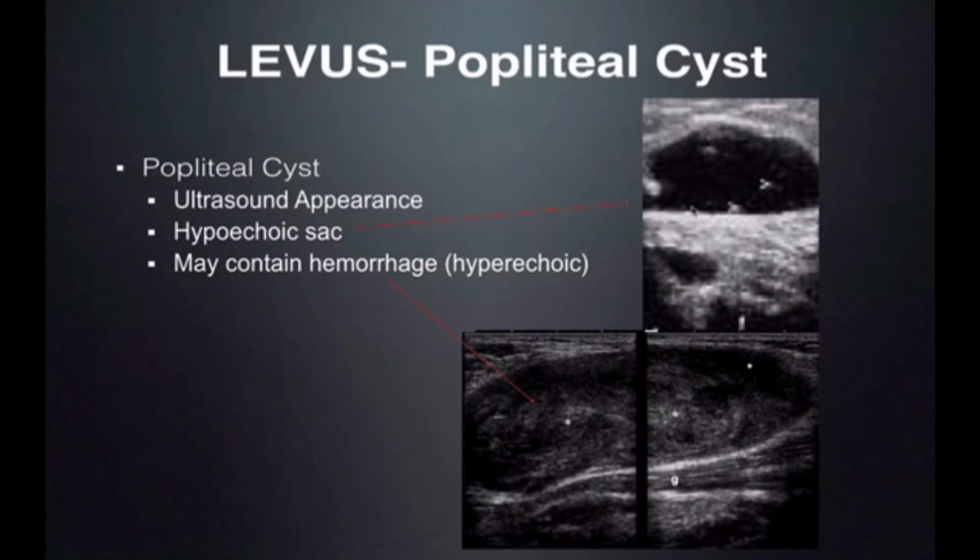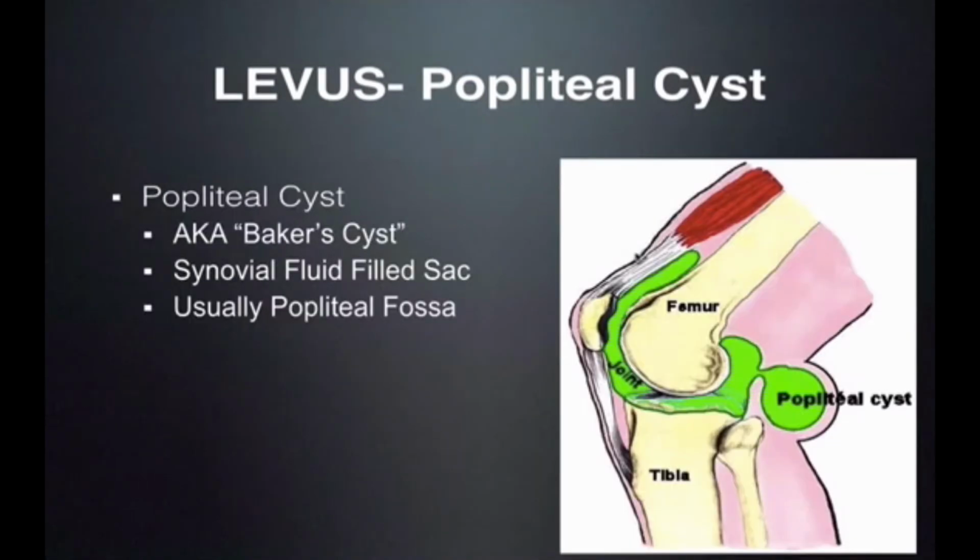This would be one instance where we would recommend using color flow Doppler to make sure there is no blood flow in this cystic structure, because your differential diagnosis includes popliteal artery aneurysm. So popliteal cyst, also known as Baker cyst, it is a synovial fluid-filled sac, usually in the popliteal fossa. So this is where you'd be looking. If you see a fluid-filled structure, the likelihood of that being a Baker cyst is high.